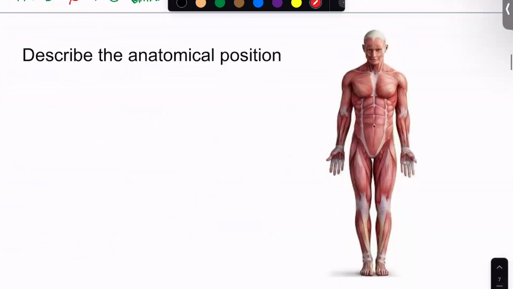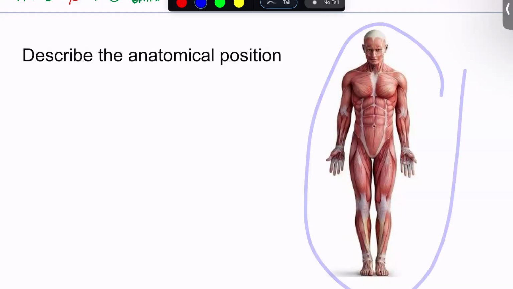All right. So describe the anatomical position. I put this picture here because I'm going to describe it, but I really feel like the best way to answer this question would be to see it.